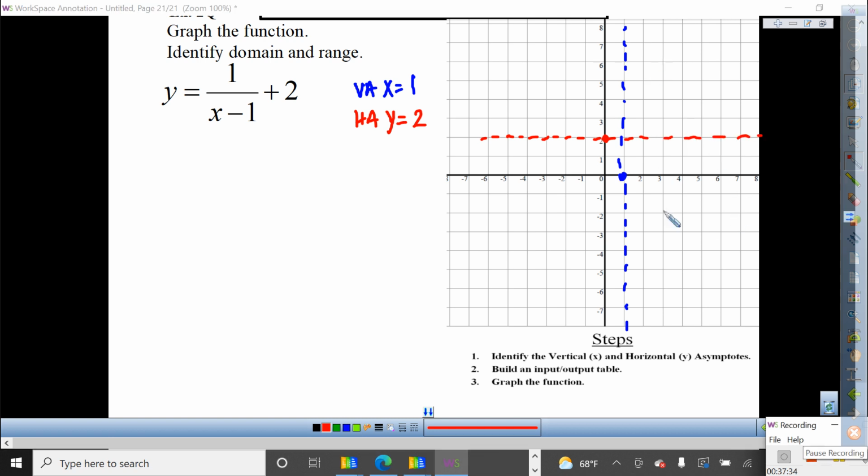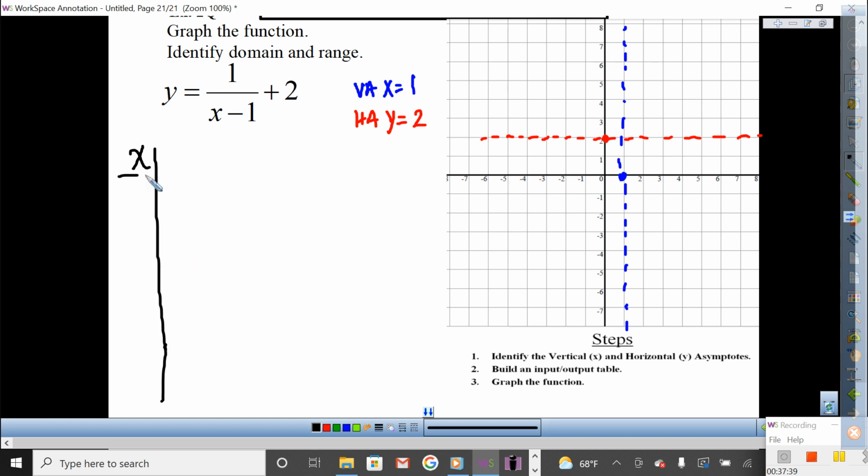All right, now that we have that, we need to build an input-output table. That's step 2. So check this out. X, and in this one it's not f of x, it's y. But we need to identify a domain. Let me show you how to identify the domain to use. Look up to the screen, please, or you're going to miss this. First things first, I want you to identify where the vertical asymptote is at. Where is it at? At 1. That means I need to choose 2 x values to the left and 2 x values to the right of that.